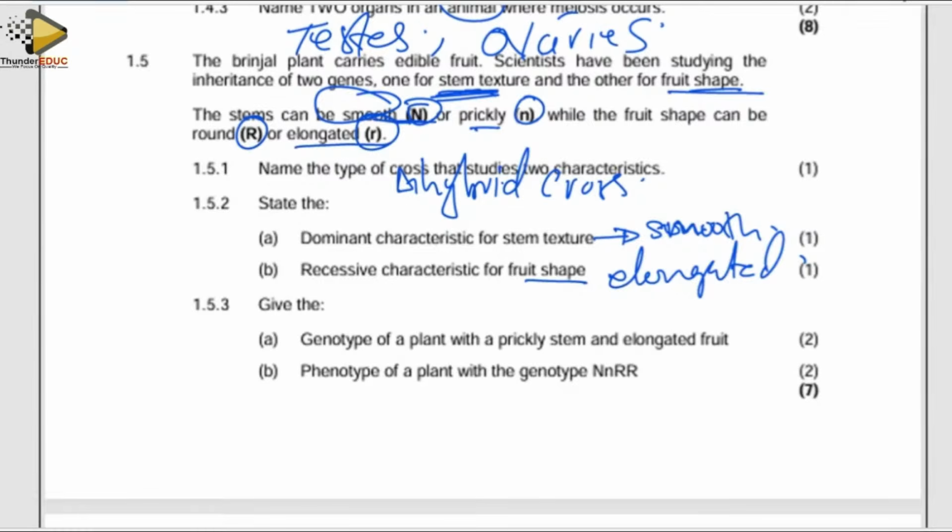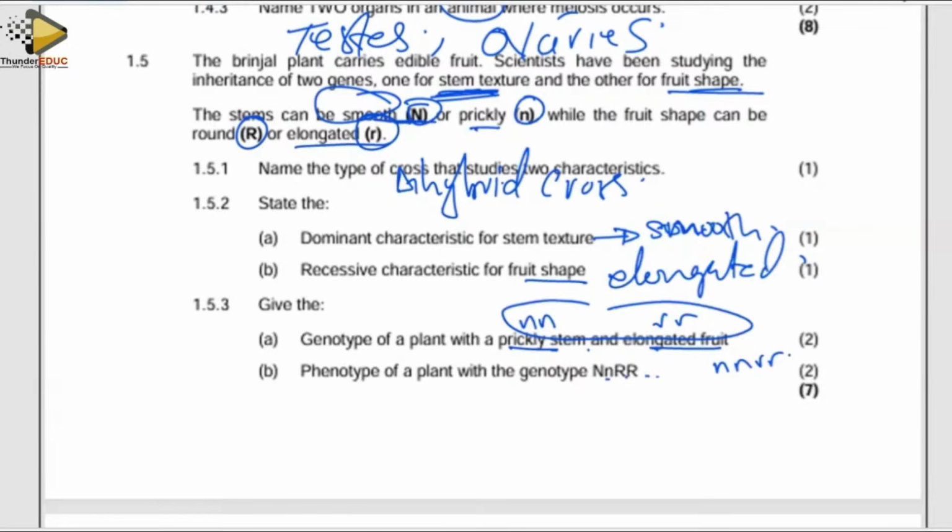Then the genotype of plants with prickly stem and elongated fruit. Remember that prickly is small n, it can only be homozygous recessive, and then elongated with small r. So since now it is a genotype, I have to combine them together: nnrr, like that.